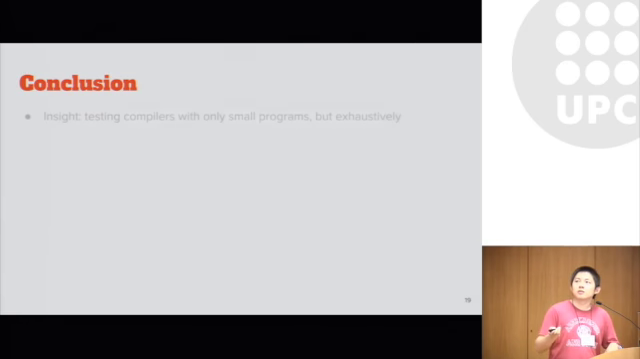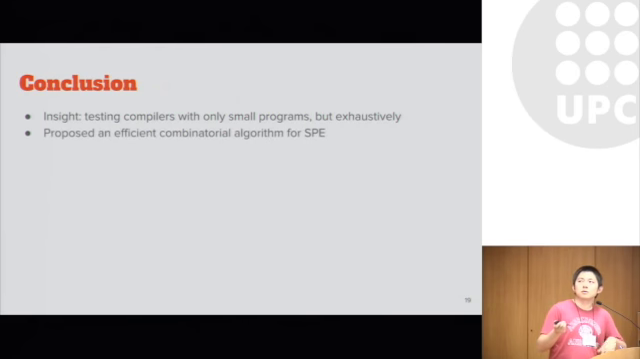So to conclude, to test compilers, we had the insight that we can use program enumeration to test compilers. We work only with small programs, but we exhaustively generate all the variants of the existing programs. We propose an efficient and unique combinatorial algorithm for solving the SPE problem. Recall that we have the challenge of handling the scope information in programs. And lastly, we have encouraging empirical results.